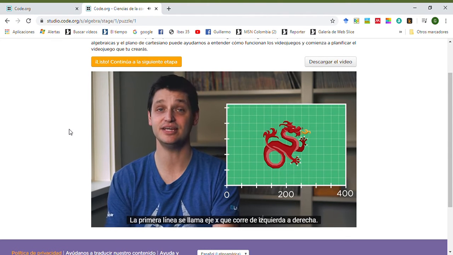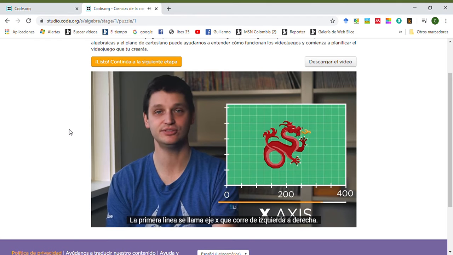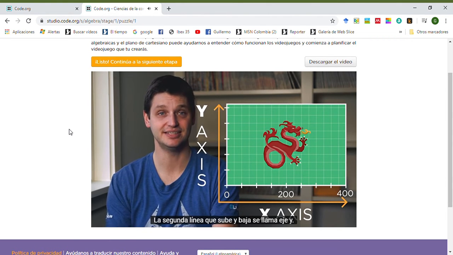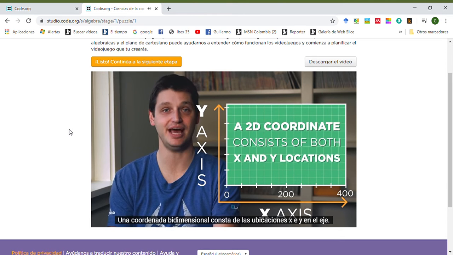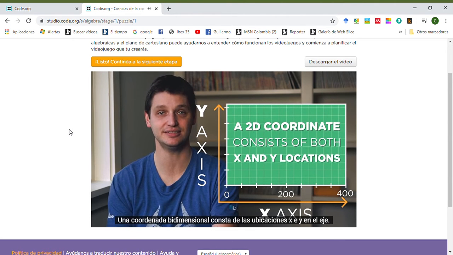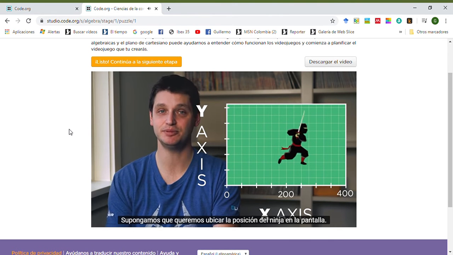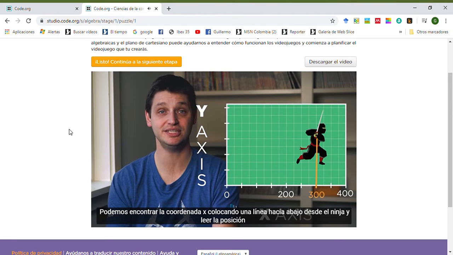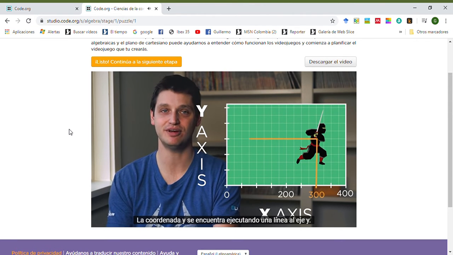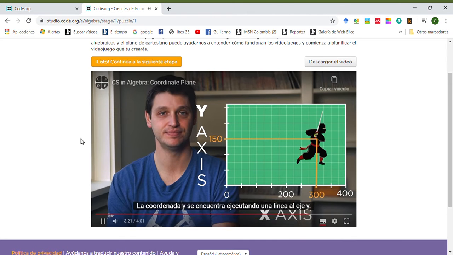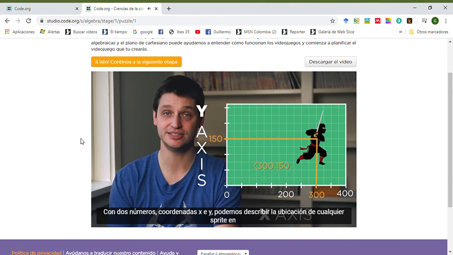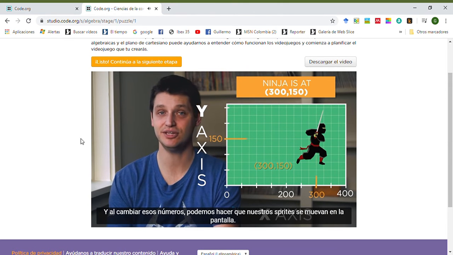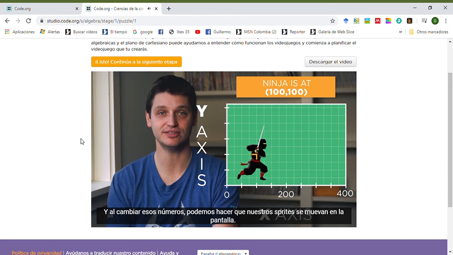The first line is called the x-axis, which runs from left to right. The second line, which runs up and down, is called the y-axis. A two-dimensional coordinate consists of both the x and the y locations on the axes. Suppose we wanted to locate the ninja's position on the screen. We can find the x-coordinate by dropping a line down from the ninja and reading the position on the number line. The y-coordinate is found by running a line to the y-axis. With two numbers, x and y coordinates, we can describe the location of any sprite on our screen. And by changing those numbers, we can get our sprites to move around on the screen.